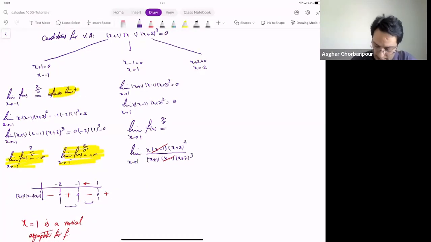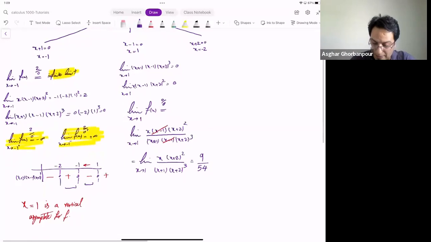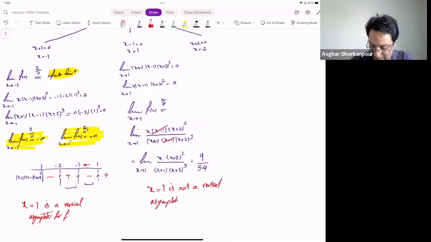As x approaches one, this will give me the limit of x, x plus two squared, x plus one, x plus two to the power three as x goes to one. And that will give me, this is just one, 9 over 2 times 27, this is 54. Oh, we can simplify. I don't want to bother with that. But the point now is that the limit is not infinite. So the result is that x equal to 1 is not a vertical asymptote. It was a candidate, but it didn't give us an infinite limit. So it's not a vertical asymptote.